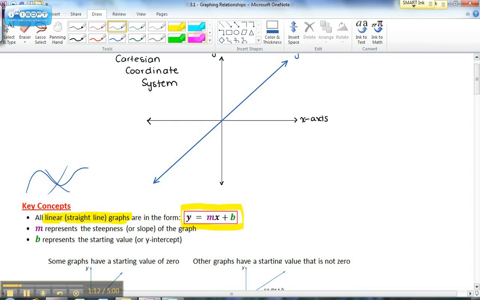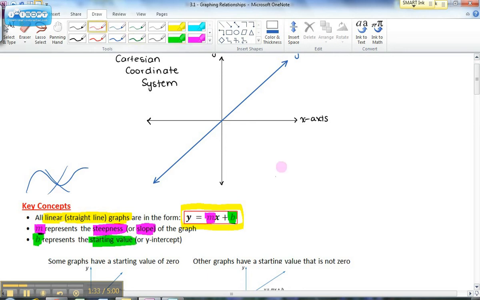In this equation, the m value describes the steepness of the line. If you think of skiing, it tells me the slope of the line. The higher the slope, the steeper the line. The b value in this equation describes the starting point.